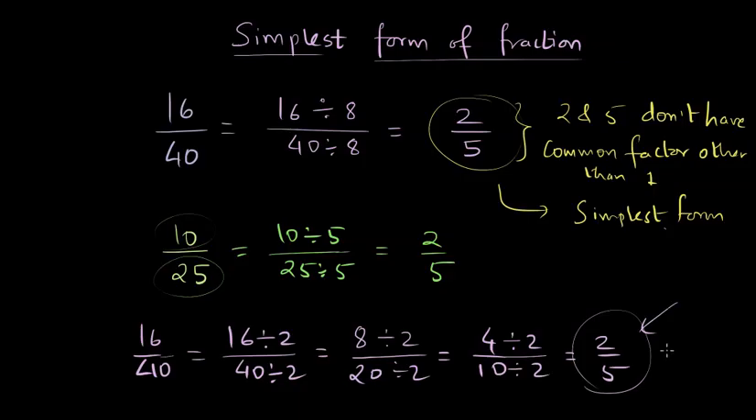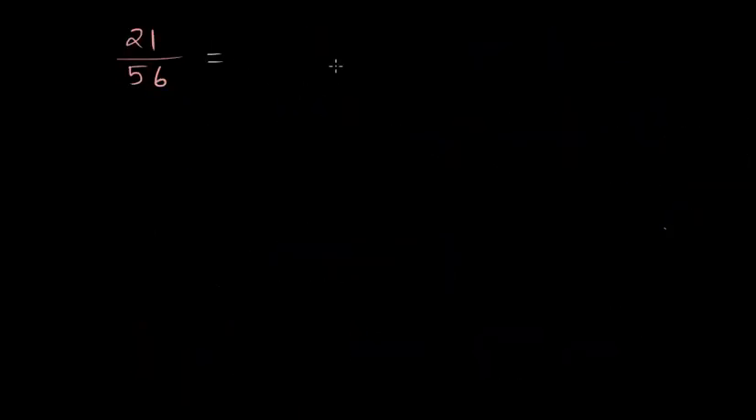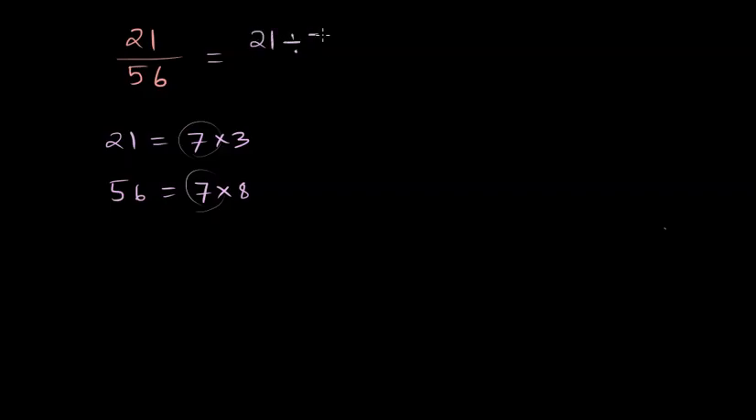Let's take one more example. So we have 21 by 56, and now to get the simplest form, let's first see how we can write 21 in different ways. By doing that, we will know what the different factors of 21 are. Same thing for 56, we can write it as 7 times 8. Now the common thing that you see for both of them is 7, and we will divide both of these, numerator and denominator, by 7. If we divide 21 by 7, we get 3 in the numerator, and in the denominator we get 8.